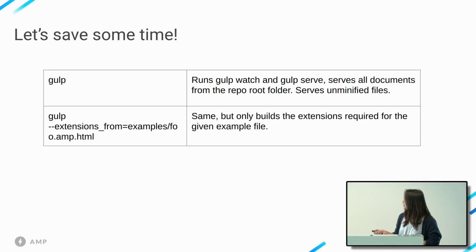So most of the time, you are trying to build some specific example file, right, like an AMP HTML file. You can actually just build the extensions that you need instead of the 117 extensions that you don't need. So this parameter will actually let you just build the extensions that you need for whichever example or manual test file that you are working with.